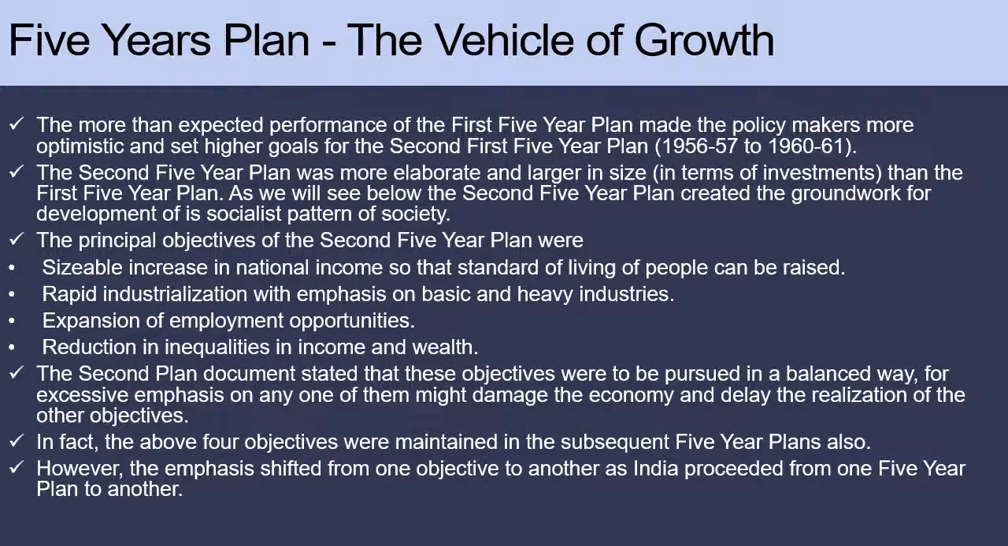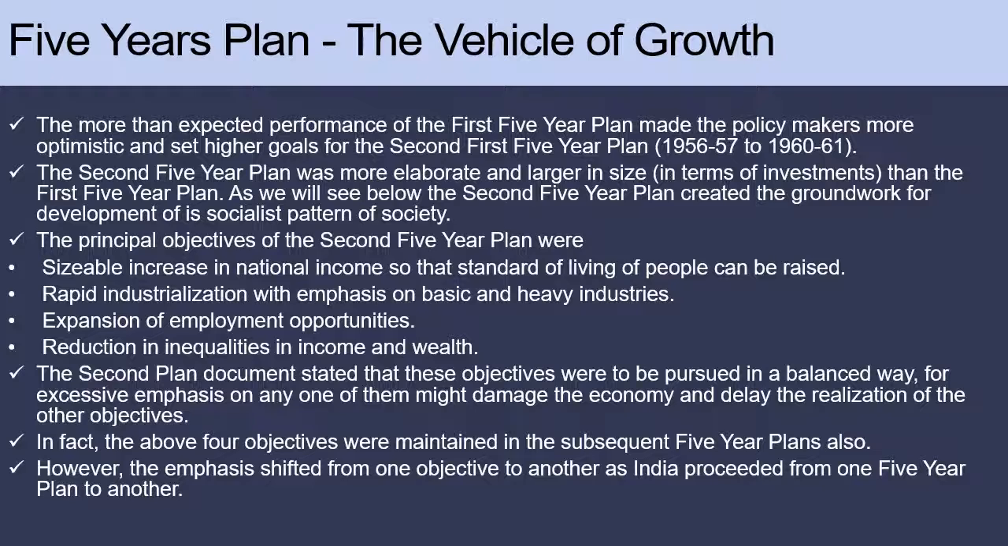The more than expected performance of the first five-year plan made the policymakers more optimistic and set higher goals for the second five-year plan, 1956-57 to 1960-61. The second five-year plan was more elaborate and larger in size, in terms of investments, than the first five-year plan. As we will see below, the second five-year plan created the groundwork for development of a socialist pattern of society.